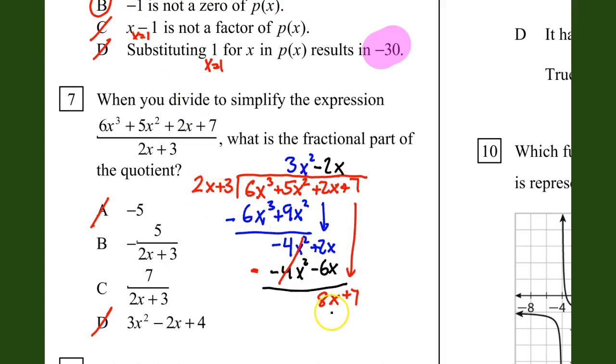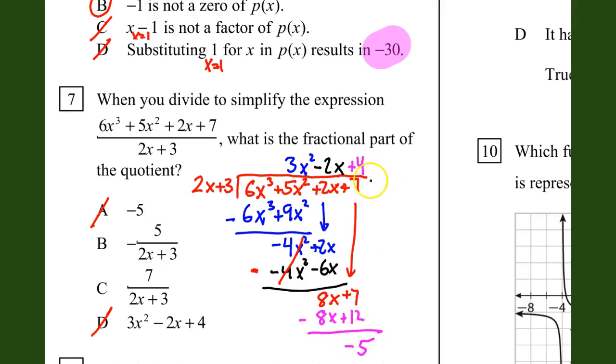So 2x times what is 8x? We'll get 4. You might notice what we have here as our partial quotient is what D is. So multiply this out, we'll have 8x and then 12. Right? And again, we're subtracting. 8 minus 8 is 0. 7 minus 12 is negative 5.